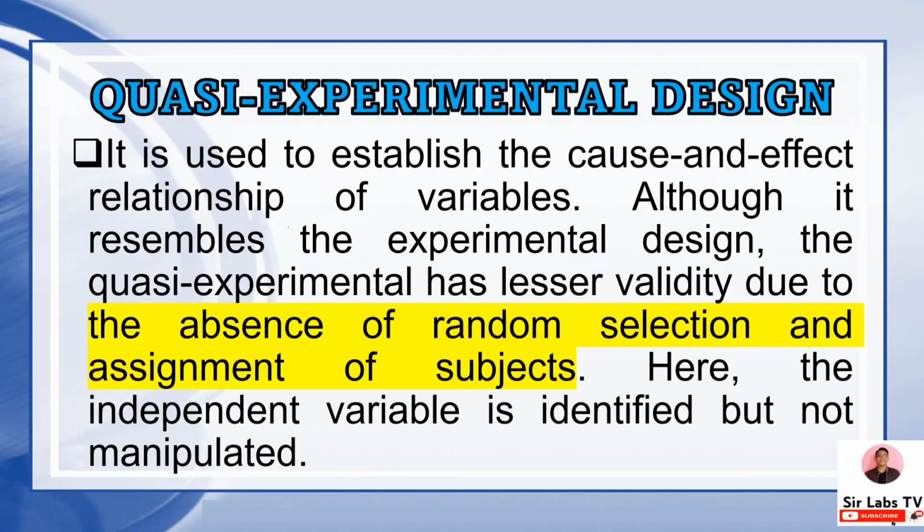Another design is quasi-experimental design. It is used to establish the cause and effect relationship of variables. Although it resembles the experimental design, the quasi-experimental has lesser validity due to the absence of random selection and assignment of subjects. Here, the independent variable is identified but not manipulated. There is no random selection, as highlighted, and assignment of the subjects in this design.